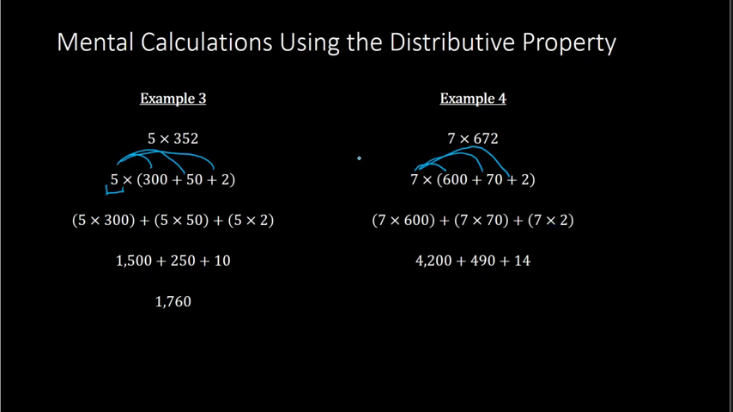So we know it's going to be 4,000 something. 200 plus 490 is 690. So we have 4,690 plus 14. And this may not be as easy to do in your head, but we know 4,690 plus 10 is 4,700. And we have another 4 added to that 10. So 4,704 is our final answer.